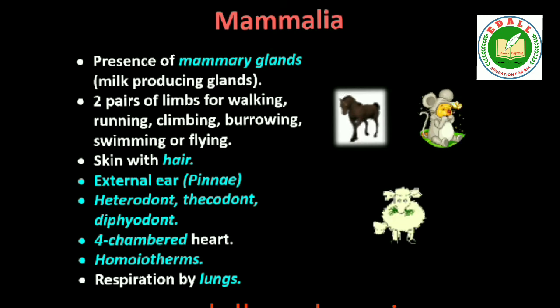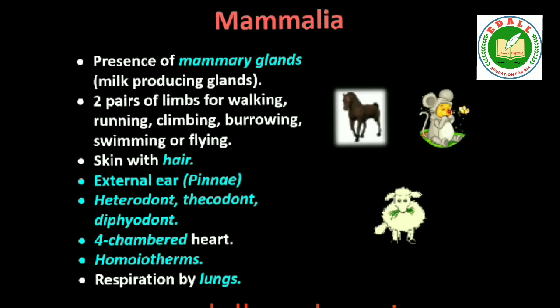Seventh class, Mammalia. They are found in a variety of habitats: polar ice caps, deserts, mountains, forests, grasslands and dark caves. Some of them have adapted to fly or live in water. The most unique mammalian characteristic is the presence of milk-producing glands, mammary glands, by which the young ones are nourished. They have 2 pairs of limbs, adapted for walking, running, climbing, burrowing, swimming or flying. The skin of mammals is unique in possessing hair.